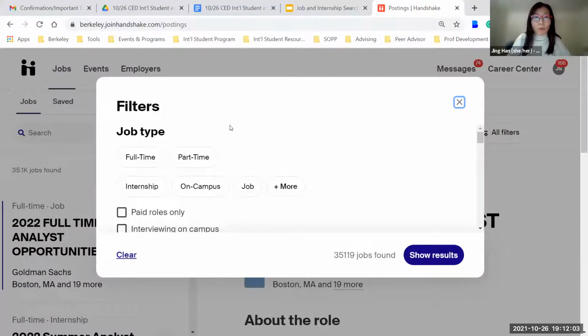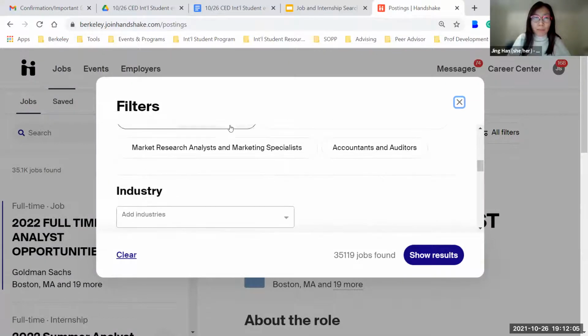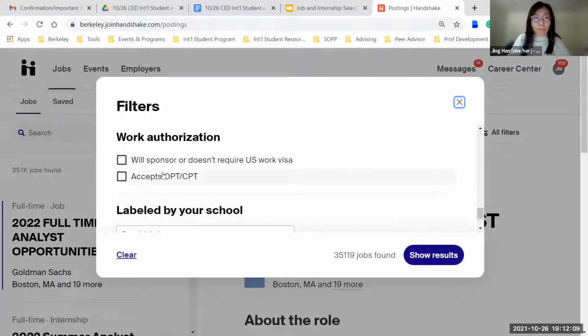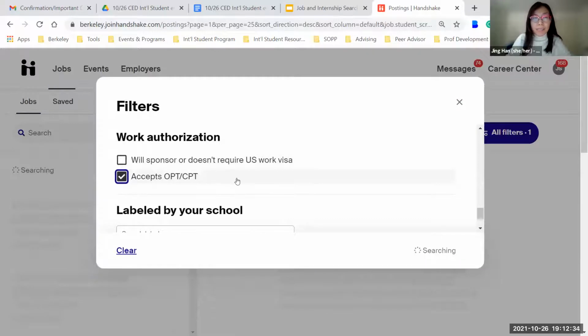Okay, cool. When we go over the filters here, I'm pretty sure many of you found that before. We have these work authorization filters here. Those are the filters that can help us know which employers, which jobs are open to work authorization, like OPT, CPT, and which jobs are even willing to sponsor, or that don't require a US work visa. Maybe they're global, they're overseas. So those are the filters that we can use. So we can try OPT CPT.